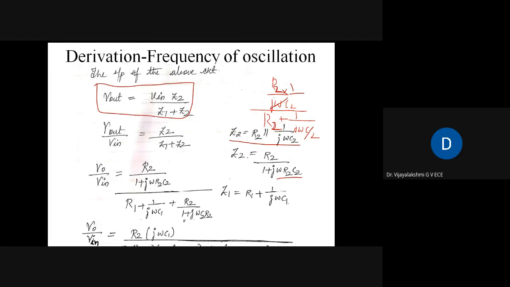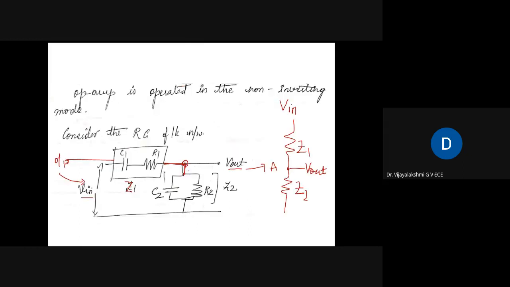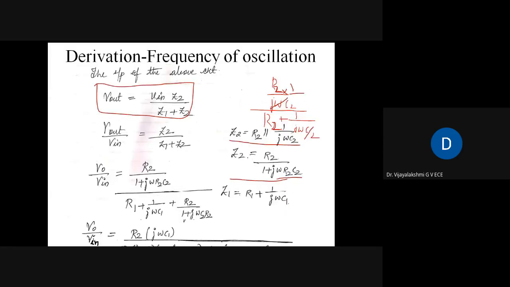So let me substitute that Z2 here. Okay, and in the denominator I have Z1 plus Z2. What is Z1? Z1 is the series combination of R1 and C1, so it is just R1 plus 1 divided by j omega C1. Fine, this is Z1 and this is Z2. In turn, if I have to simplify, in the denominator I take j omega C1 and 1 plus j omega C2 R2 as LCM.